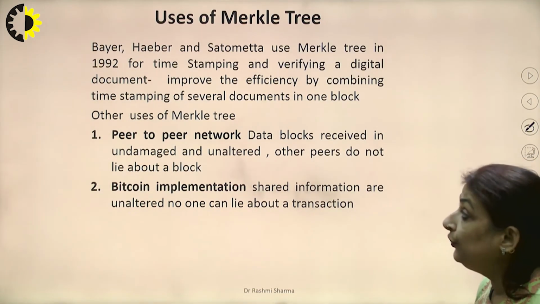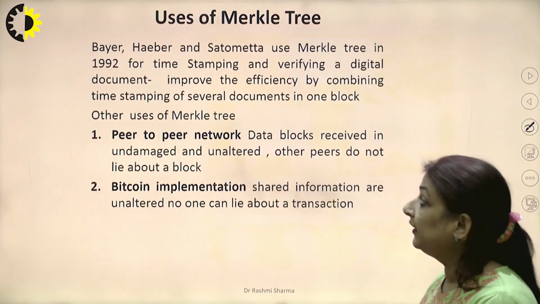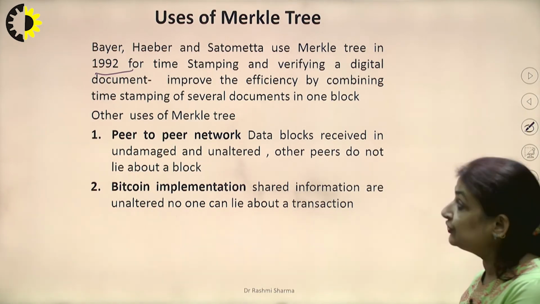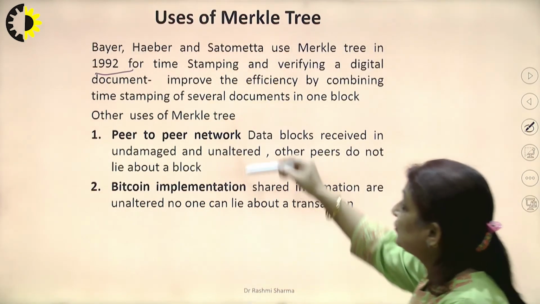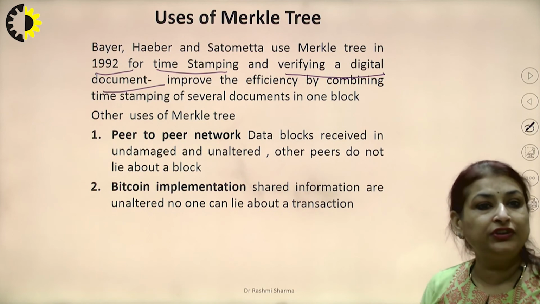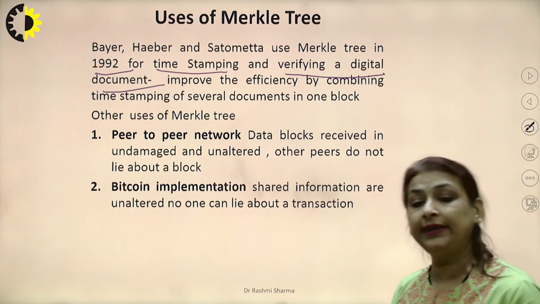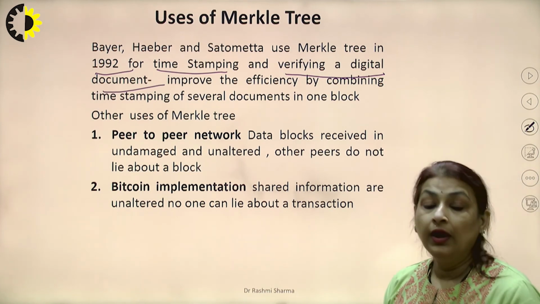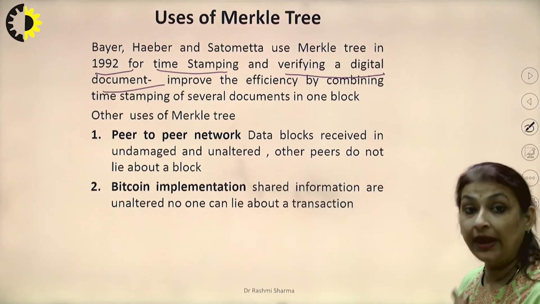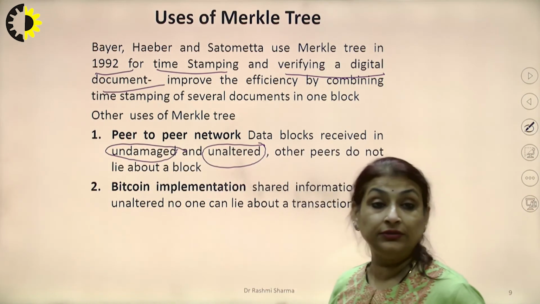So what are the uses of this? First of all, it was designed in 1979. Then it was used in 1992 for time stamping. Here it was used only for time stamping. Then it was used for time stamping and verifying digital documents, which improves the efficiency while distributing a document from one place to another or connecting it from one document to another. Another use is peer-to-peer networks, where the data blocks received are undamaged and unaltered. These are the basics. Anyone cannot damage it, anyone cannot change it.